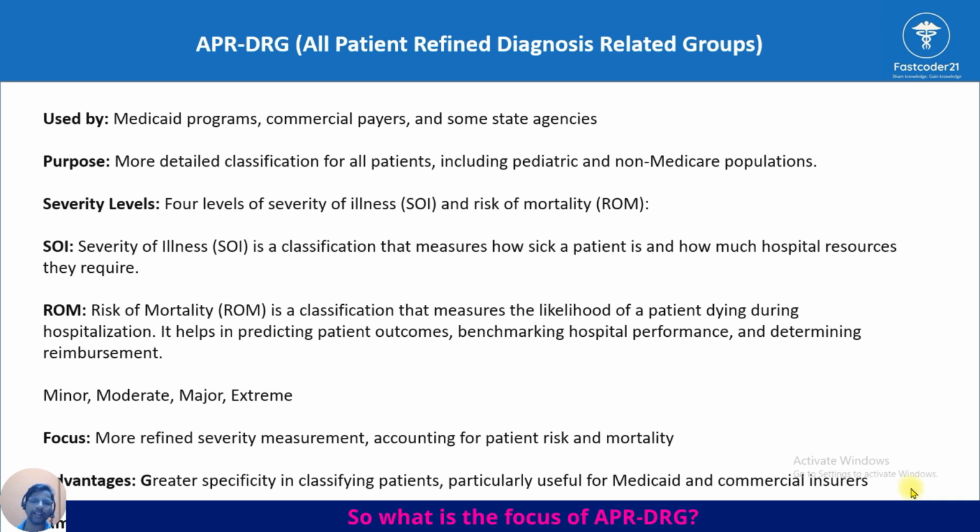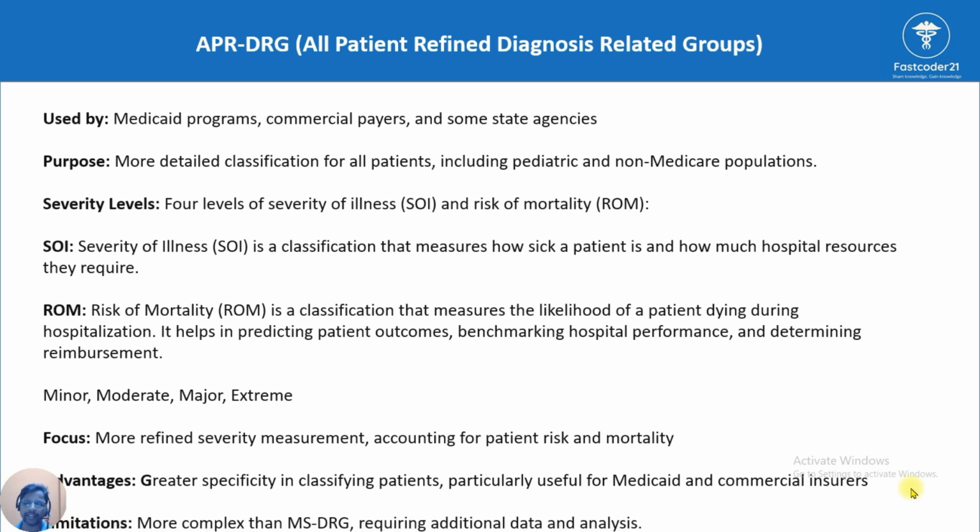So what is the focus of APR-DRGs? The focus of APR-DRGs will be more refined severity measurement accounting for patient risk and mortality. So what are the advantages? APR-DRGs have greater specificity in classifying patients, particularly useful for Medicaid and commercial insurances. What are the limitations for APR-DRGs? They are more complex than MS-DRG, requiring additional data and analysis in order to use APR-DRGs. If you observe, among MS-DRG and APR-DRG, MS-DRG is a little bit easier compared to APR-DRG.